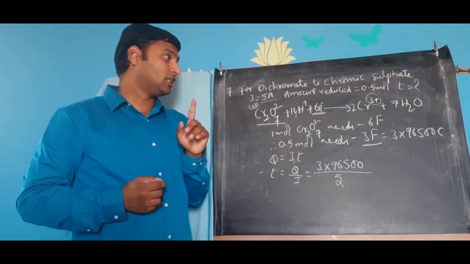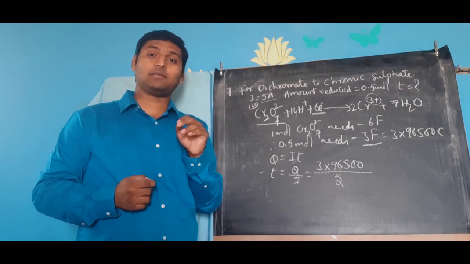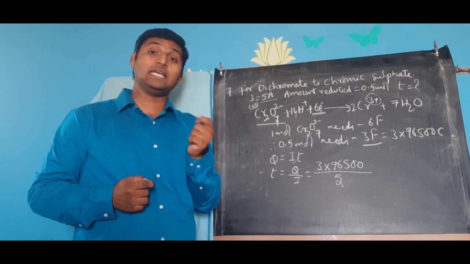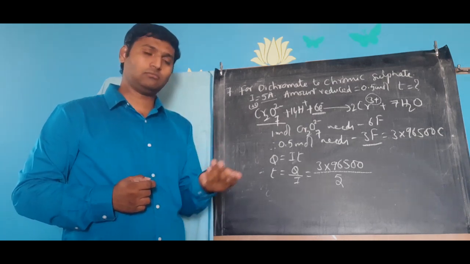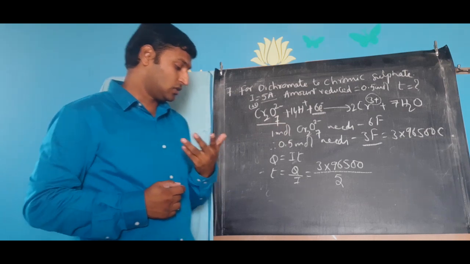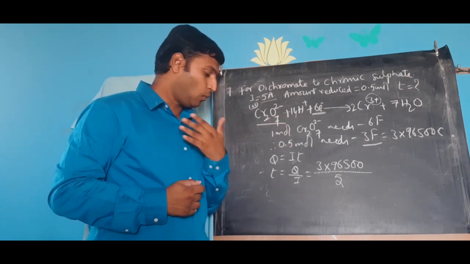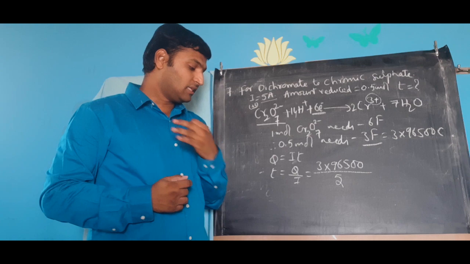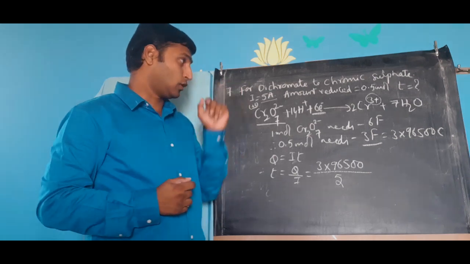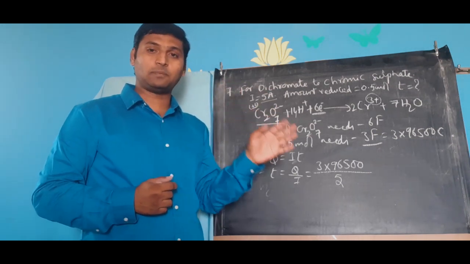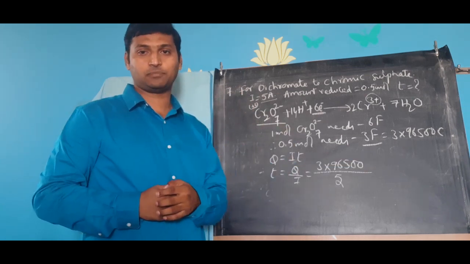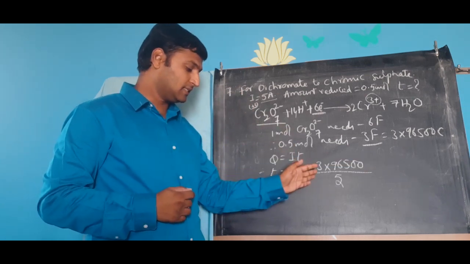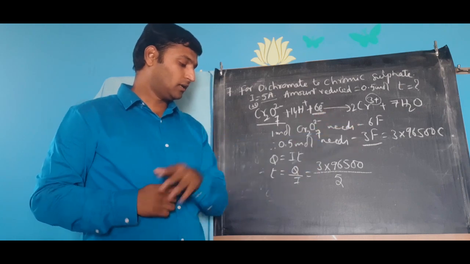In entrance examinations, be careful. Sometimes the examiner mentions time in other units also. You will have to divide it accordingly by 60 or 3600, whatever it takes. In this problem, the options are, forgot to write the options. In this problem, the options are given in seconds only. So no issue, no conversion required. So simplify this and look at your answer.